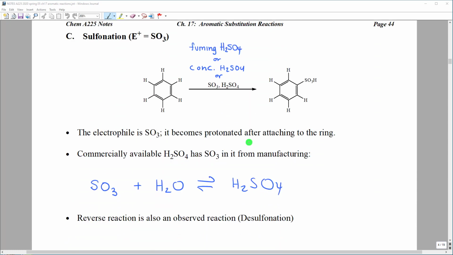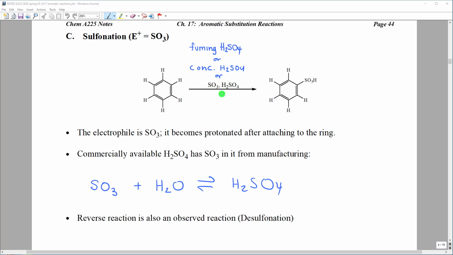Our next reaction is going to be sulfonation. Our electrophile is going to be SO3. Now, this observed reaction is complicated by the fact that there are several ways of writing the reagents, which more or less say the same thing, somewhat more or less explicitly. So let's focus first on this one.